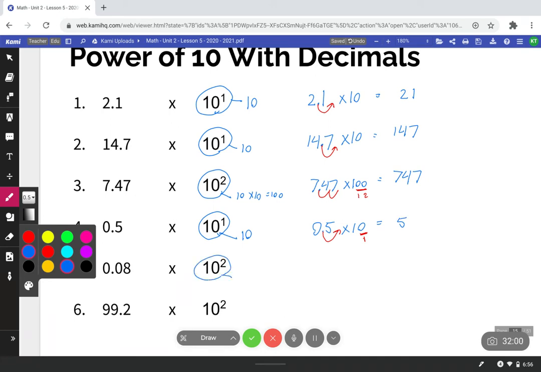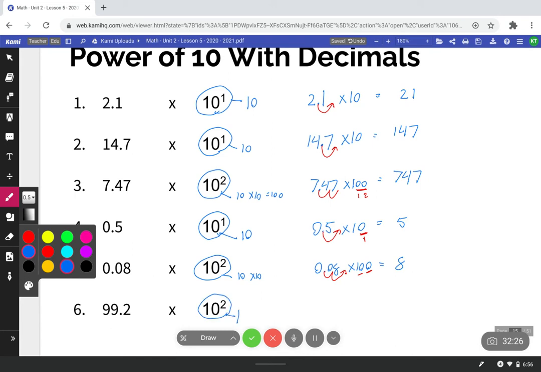10 to the power of 2 is 10 times 10. So 8/100ths times 100. 100 has 2 zeros, so I'm going to move the decimal place over in a positive direction twice. That will equal 8. Last one.